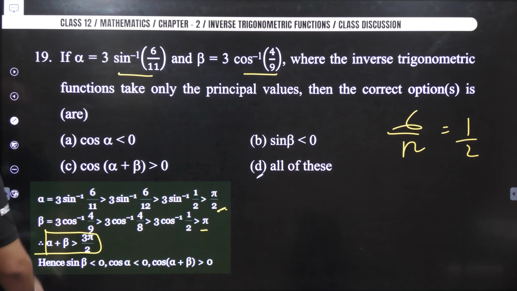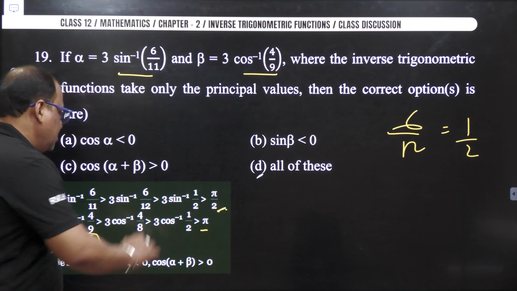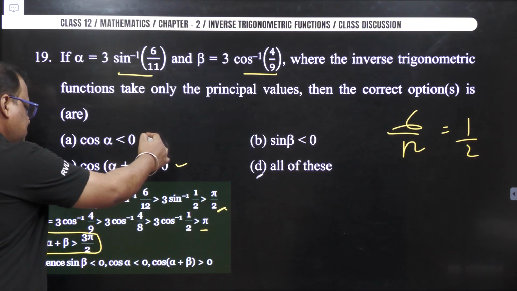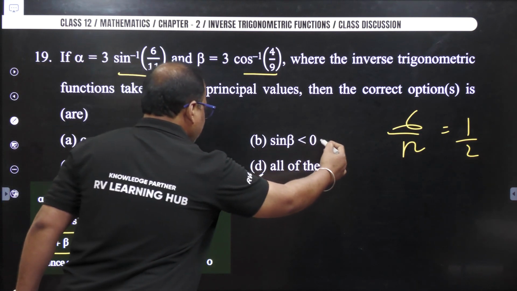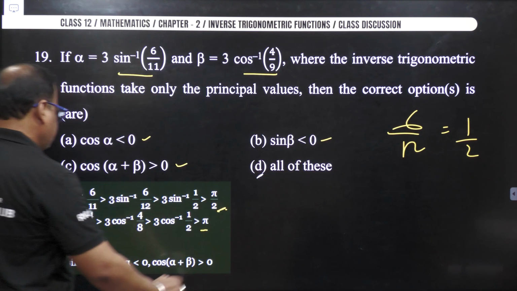270 degree. So greater than 270 degree means fourth quadrant. So this is valid. Cos alpha will be less than 0 is valid. So sin beta will be less than 0 will be valid. So the answer is all of these.